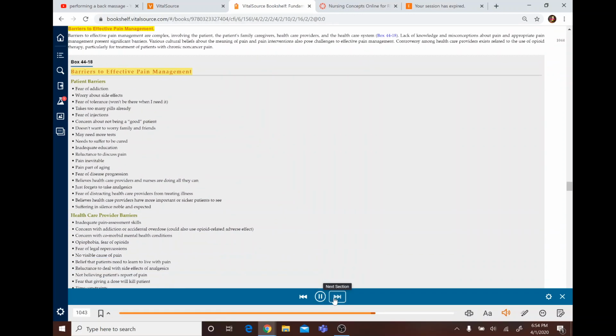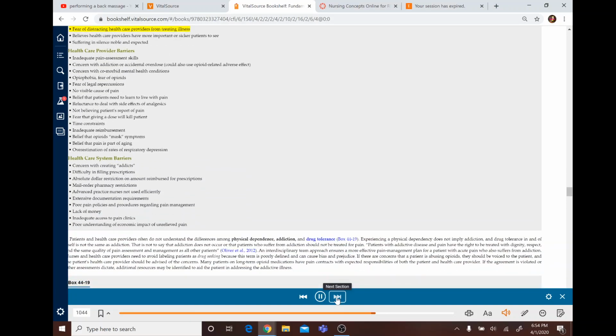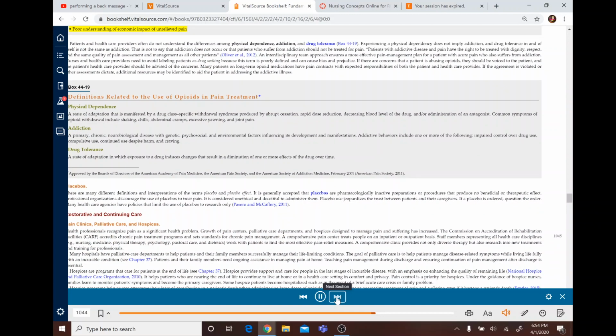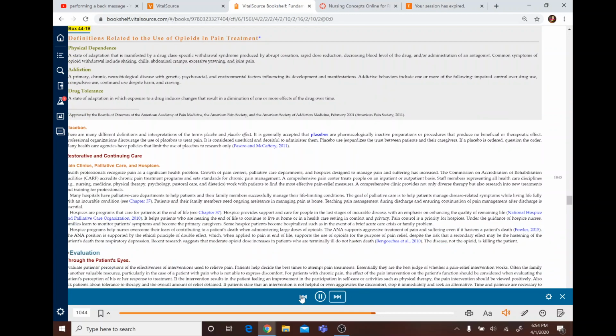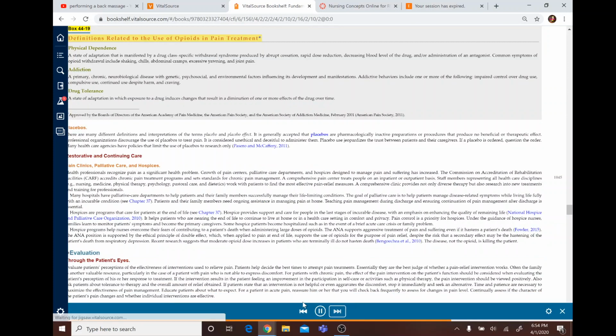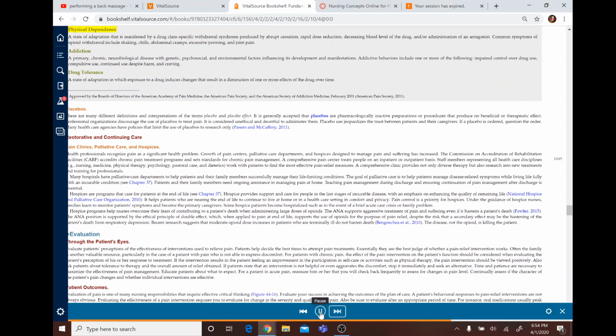QSEN. Barriers to pain management. Patients and healthcare providers often do not understand the differences among physical dependence, addiction, and drug tolerance. Box 44-19. Definitions related to the use of opioids in pain treatment.